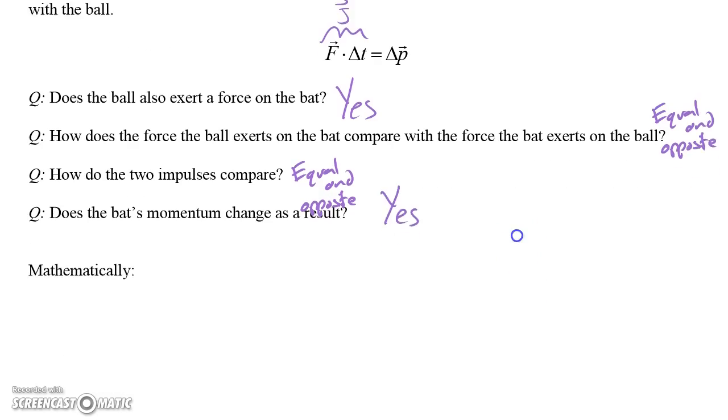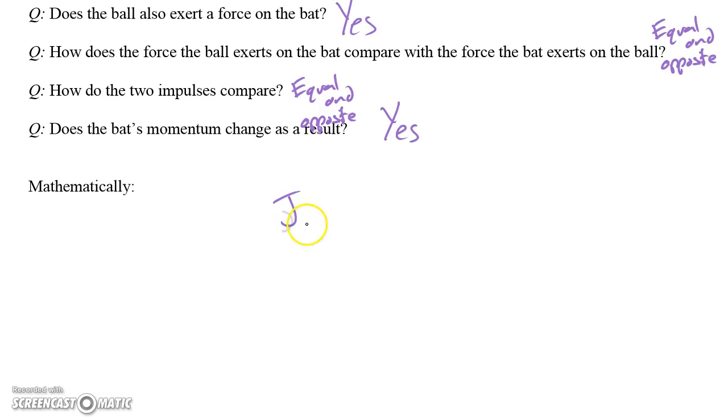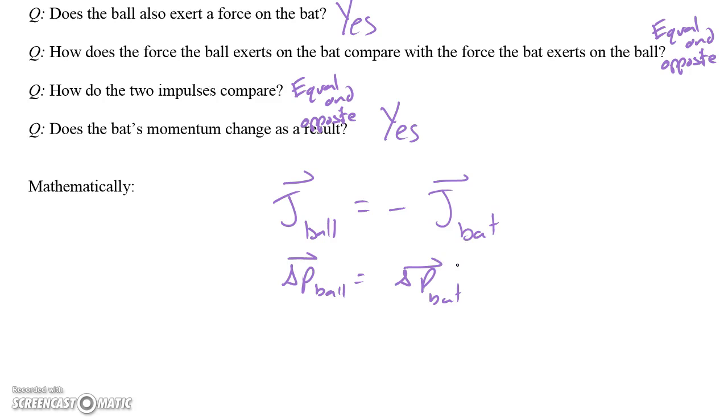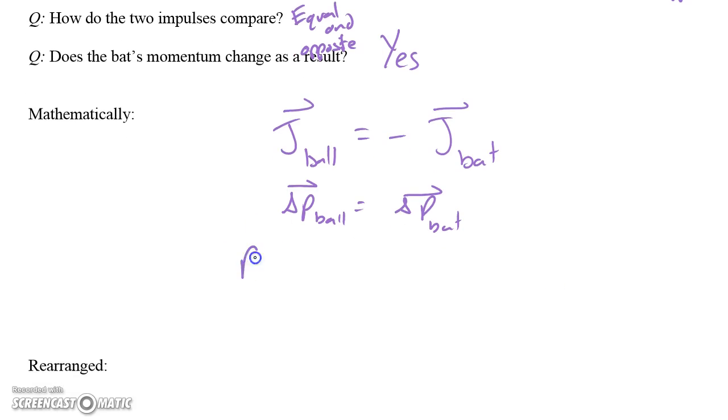So let's look at this mathematically. We're going to have the impulse of the ball is equal to, now to make it equal and opposite, we just put a negative sign there, the impulse on the bat. Now we know that impulse, from the impulse momentum theorem, is also equal to the change in momentum on the ball, change in momentum on the bat. So we can carry this forward where we get P of the ball minus P naught of the ball, and same thing with the bat.